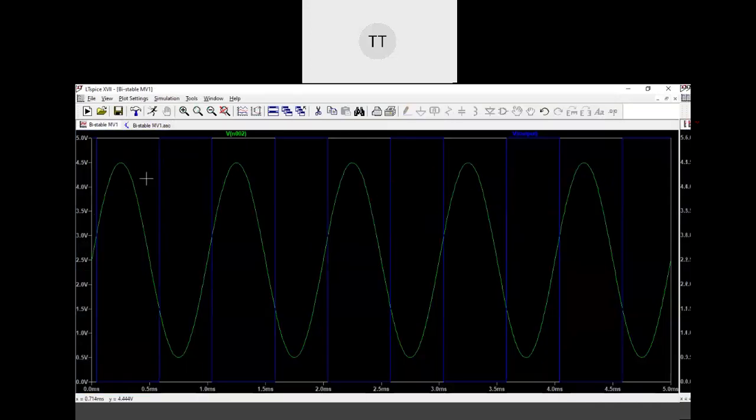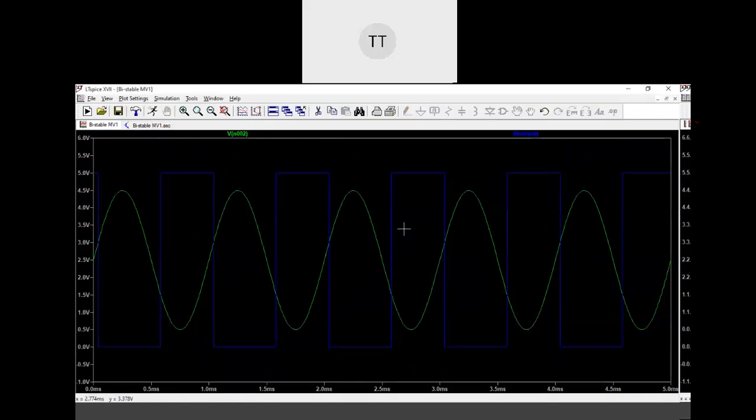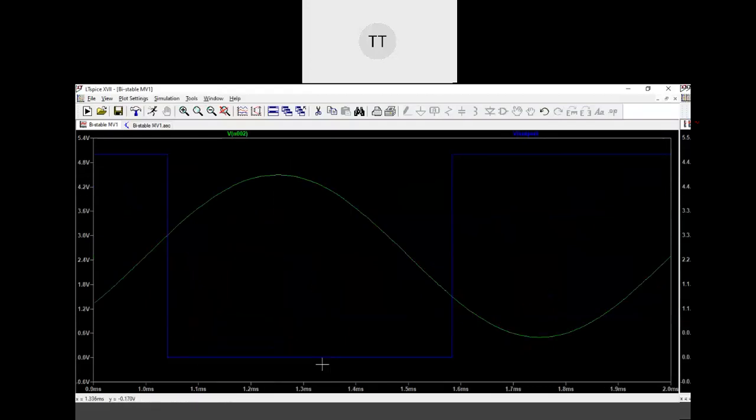Is this fine now? Okay, let me change the scale of this. Instead of 5, let me make it 6 so that it is visible. Instead of 0, let me make it -1. Is it more clear? Yes, sir. Shall I expand this and then try to see what's happening?